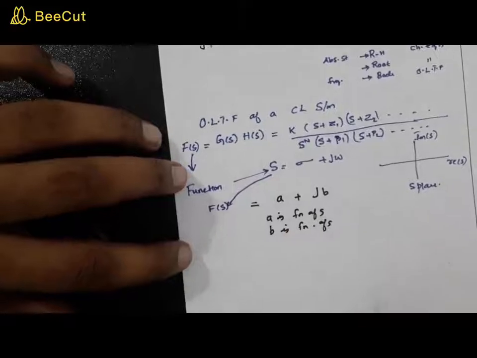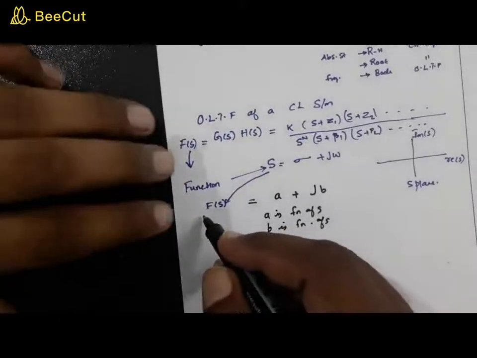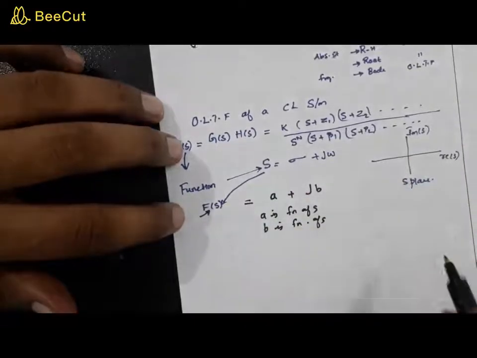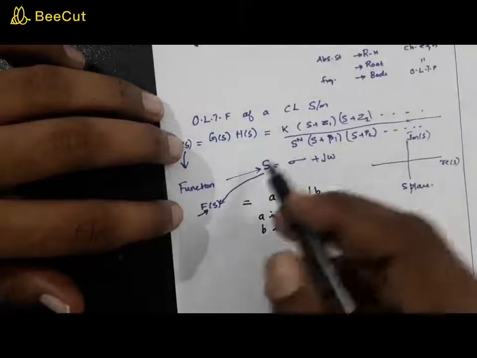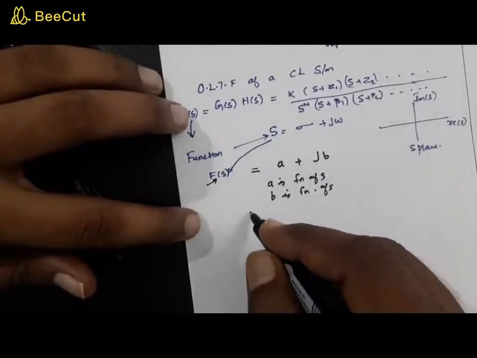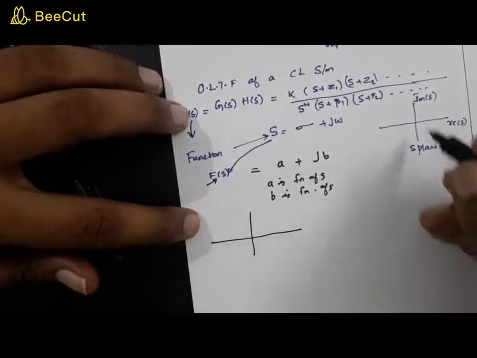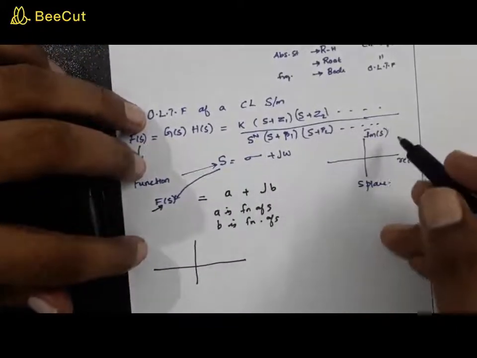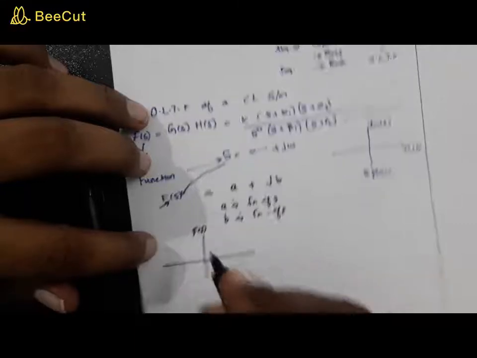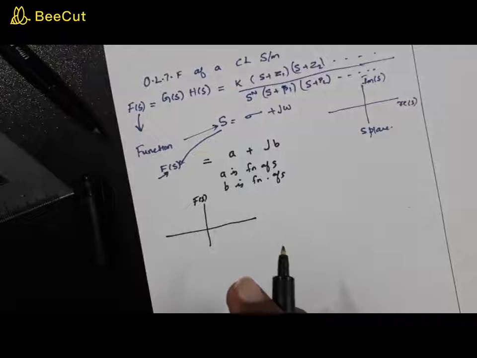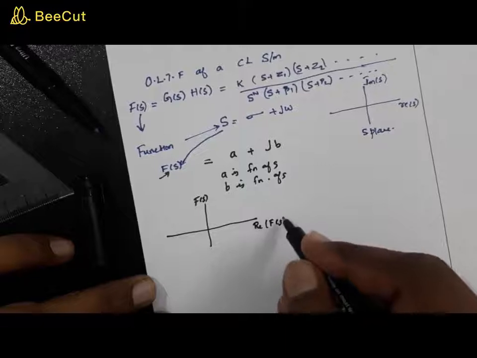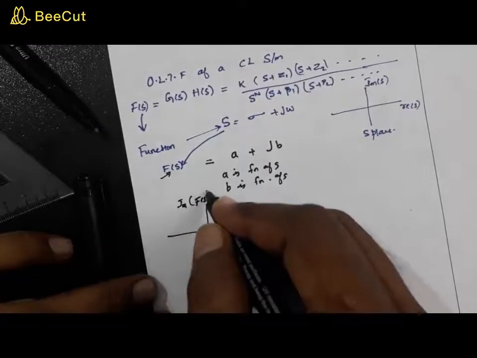So in order to plot an F(s), a function which is a variable and that itself is a two-dimensional variable, you need two graphs, right? One we have already studied, that is the s-plane, and another one is the F(s) plane. So if you want to plot this F(s), there also you can write like this, the real of F(s) and the imaginary of F(s).